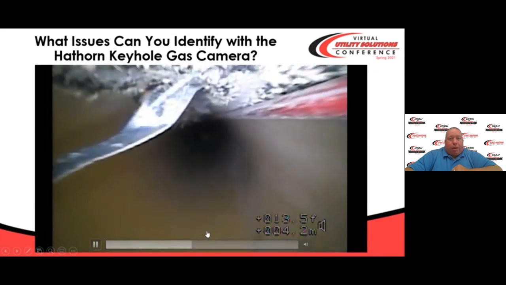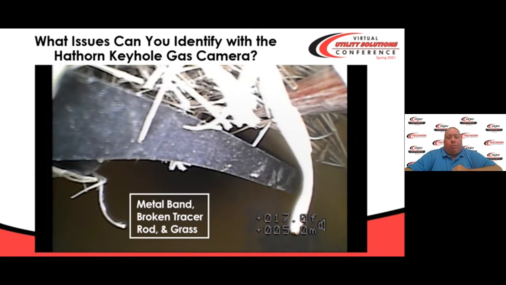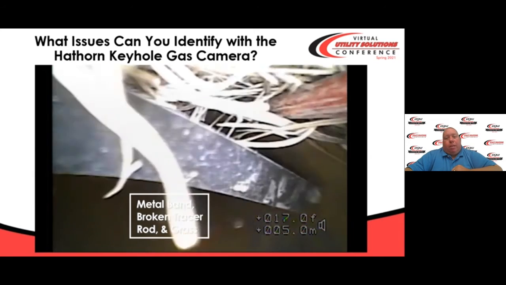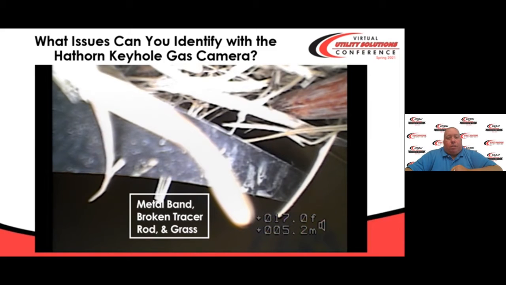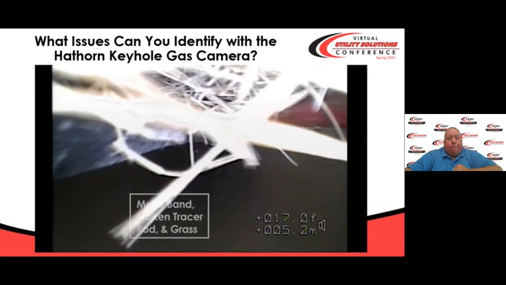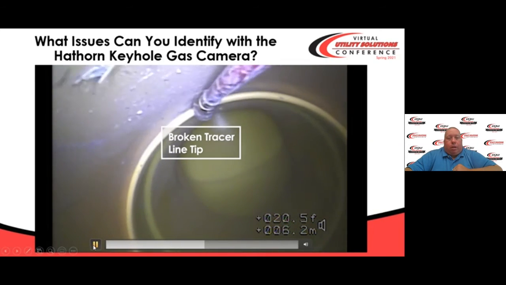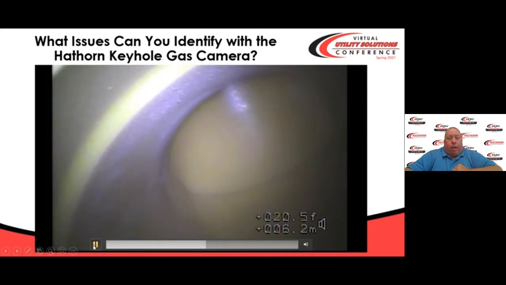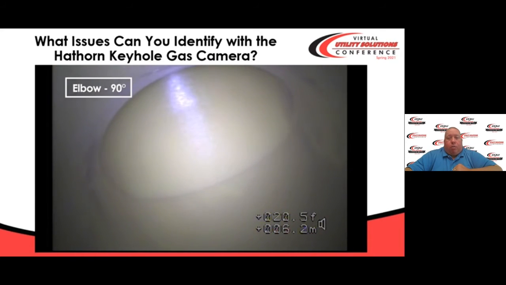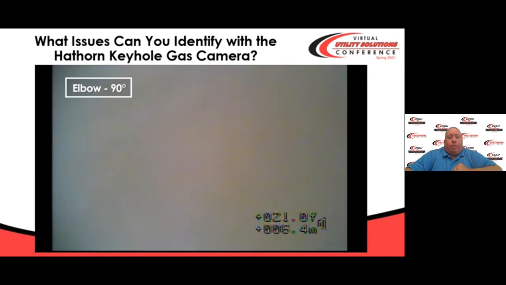There's a metal band from a pallet wrap or from the pipe pallet and a cap left inside this pipeline. You never know what's in there. Here we found the end of the tracer rod and what appears to be a 90 or possibly a 45. You'll see that the camera in this case does go through the 90 and continue.